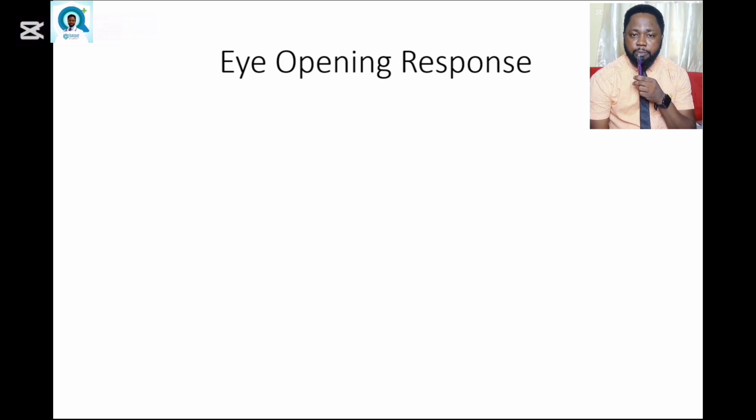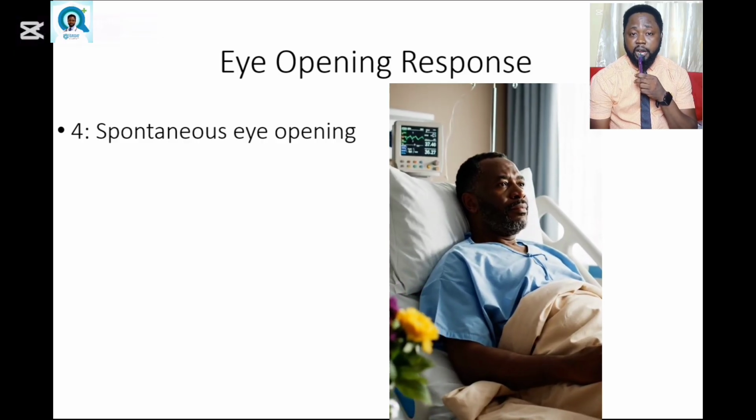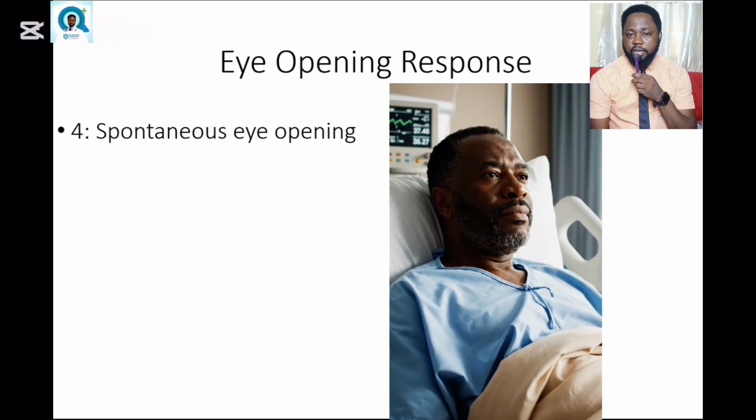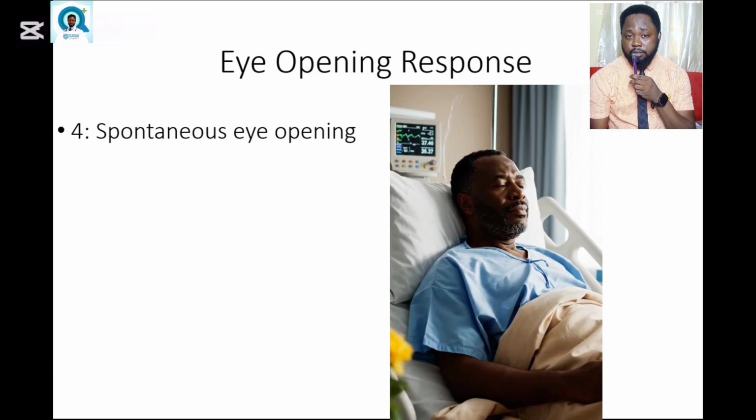The eye opening response measures a patient's ability to open their eyes either spontaneously or in response to a stimulus. The maximum score is 4, while the minimum score is 1. The score of 4 represents spontaneous eye opening. That is, the patient is able to open their eyes without any form of stimulus.